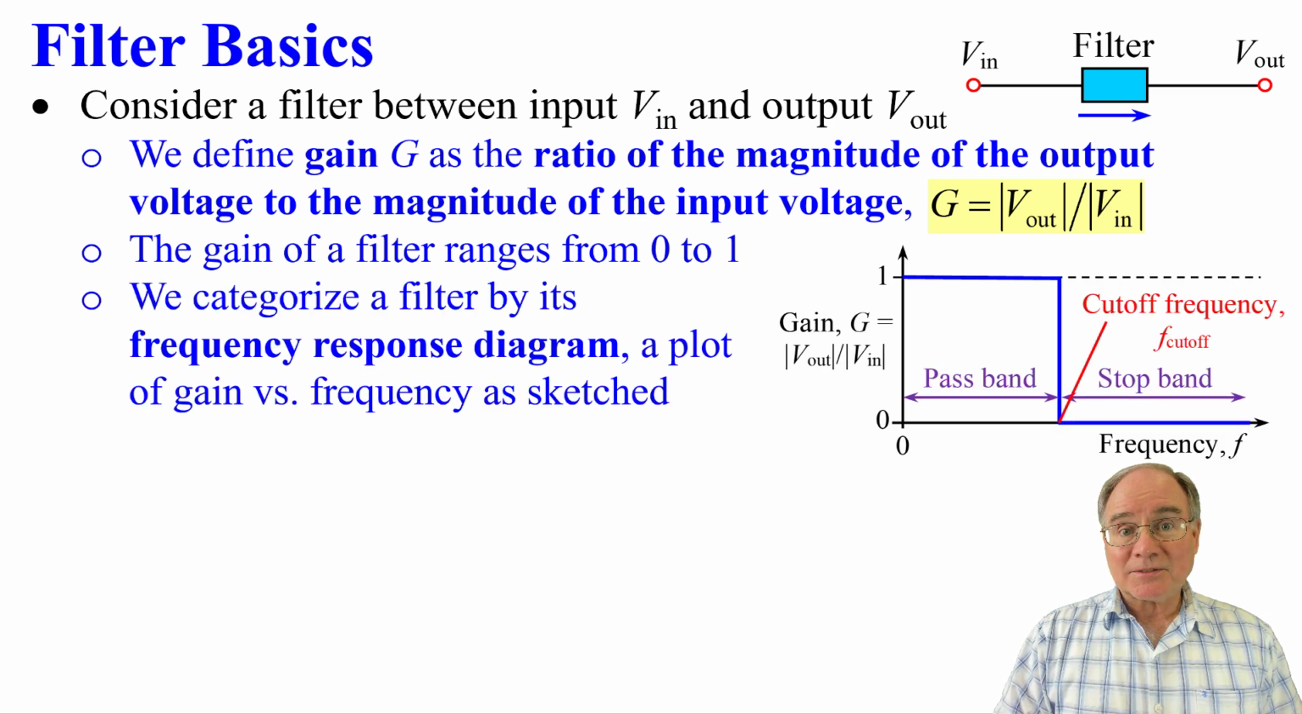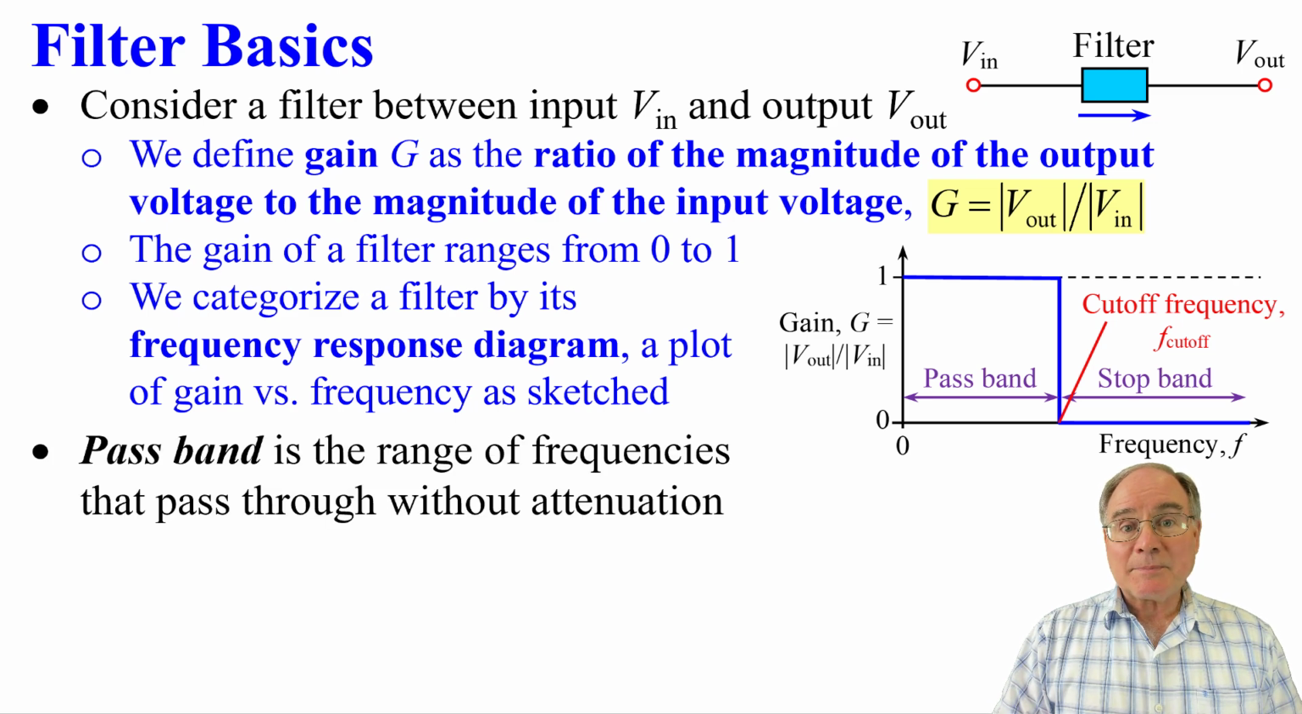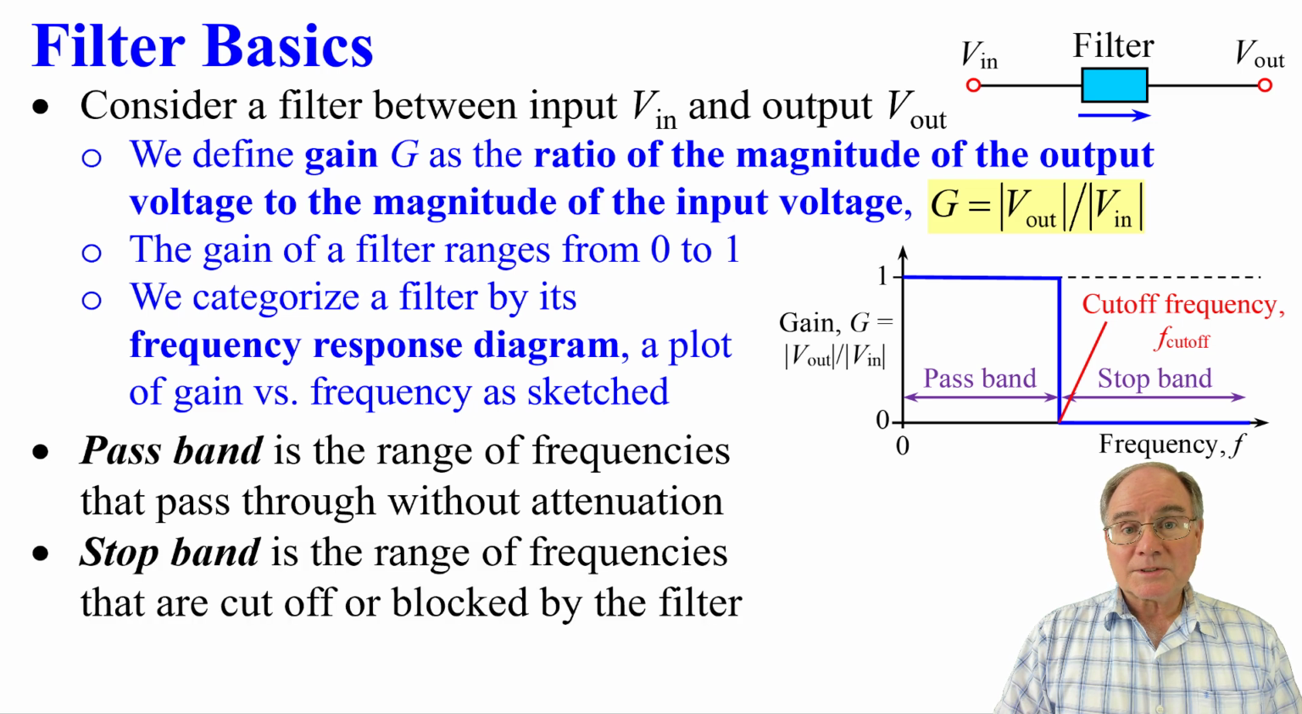We categorize a filter by its frequency response diagram, a plot of gain versus frequency. Passband is defined as the range of frequencies that pass through without any kind of attenuation or reduction in amplitude. Stopband is the range of frequencies that do get attenuated by the filter.